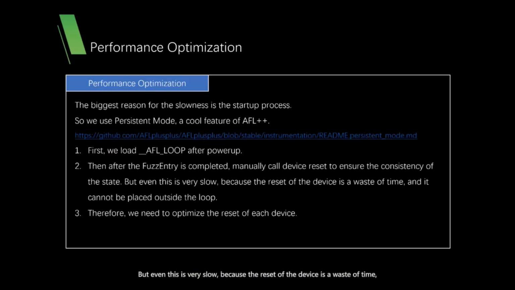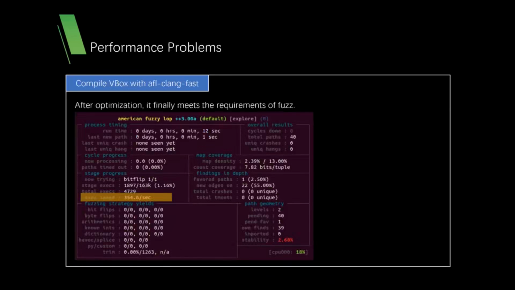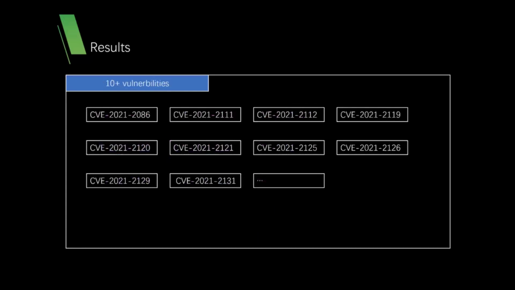But even this is very slow, because the reset of the device is a waste of time, and it can't be placed outside the loop. Therefore, we need to optimize the reset of each device. After optimization, it finally meets the requirement of fuzzing. By using the above three methods, 10 plus vulnerabilities were finally found. Next, I will introduce some of them.